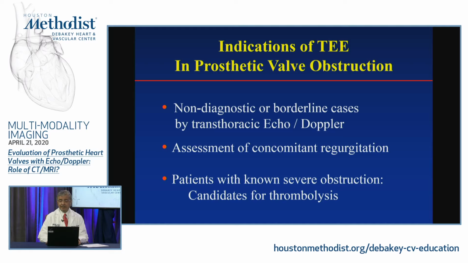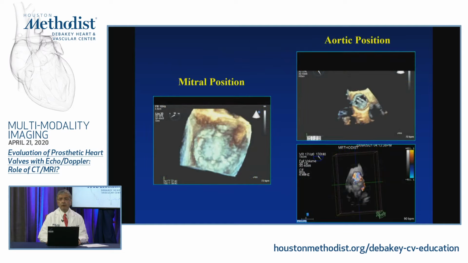Non-diagnostic or borderline cases, where we really want to see the actual structure of the valve in addition to function. Whenever there is concomitant regurgitation, particularly for identifying the site of the leak in mitral regurgitation, or patients with known obstruction where you're wondering whether you want to use thrombolytic therapy in somebody who's high risk to undergo another surgery.